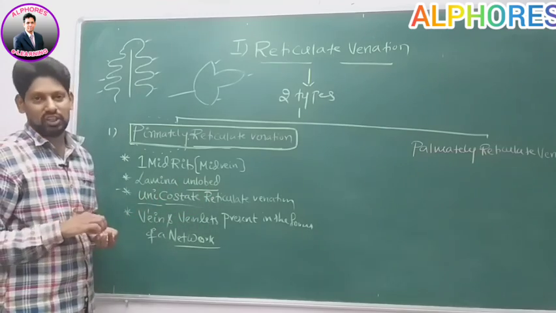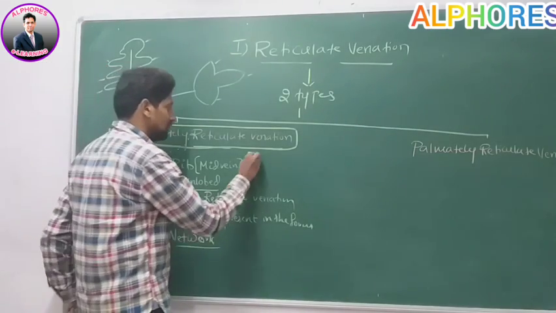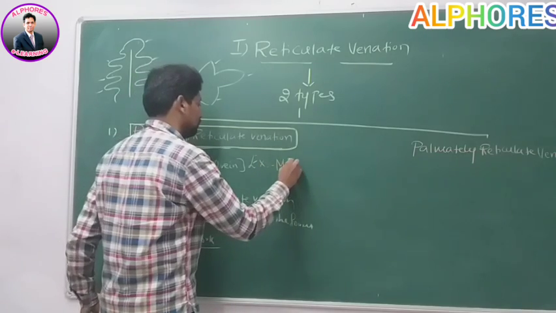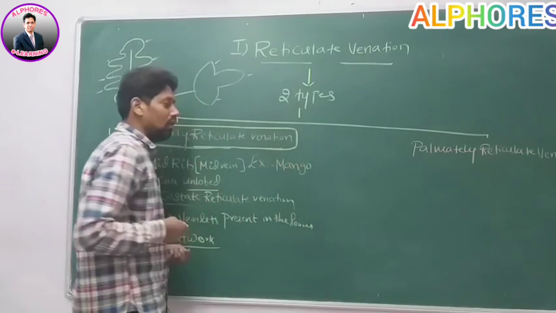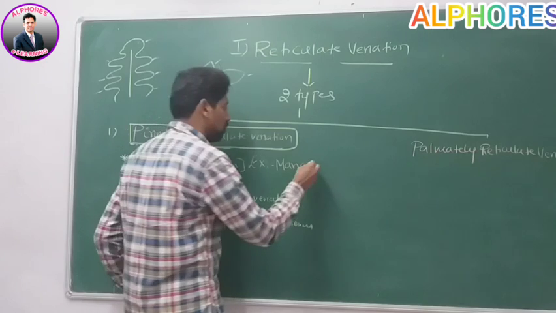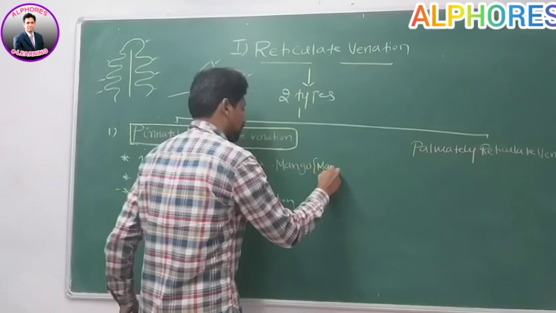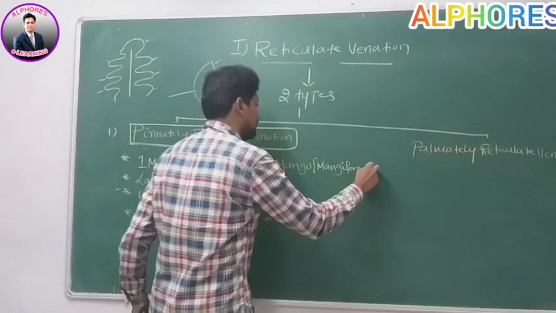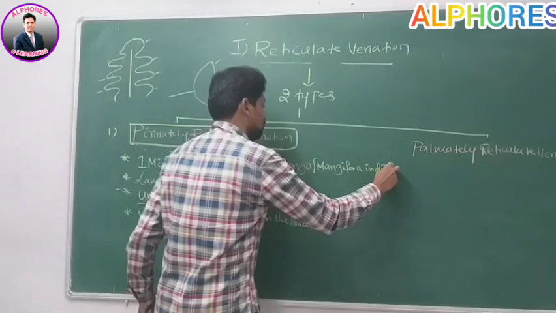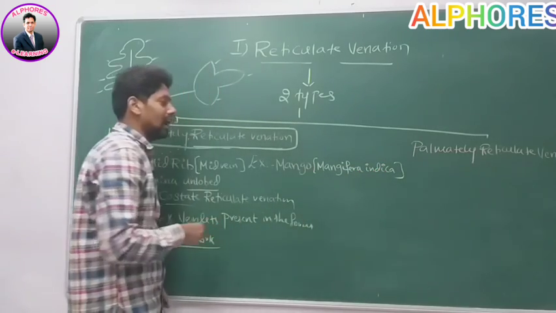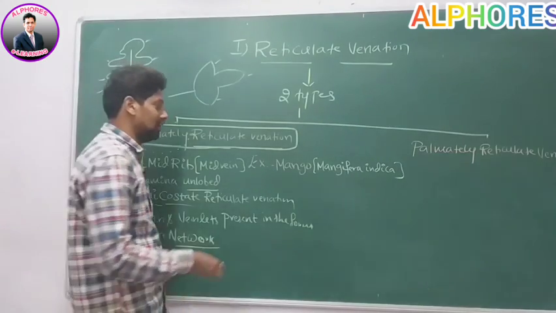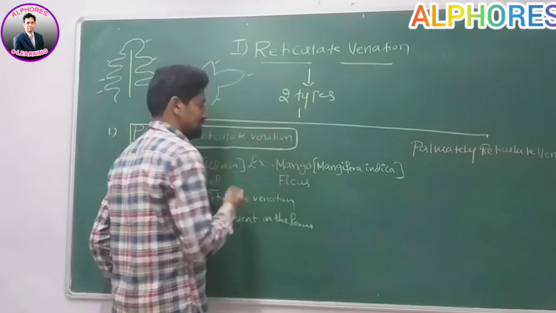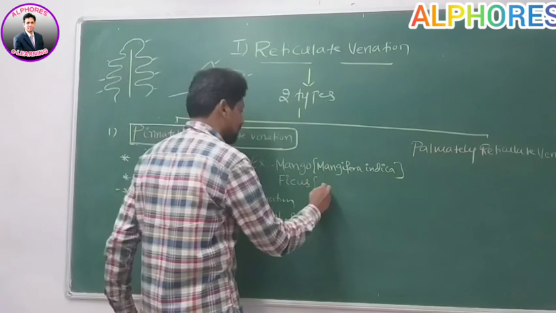What is another name for pinnately reticulate venation? Unicostate reticulate venation. Go for examples of pinnately reticulate venation. Take mango. What is the scientific name of the mango plant? Mangifera indica. Second example, you can take Ficus. Ficus means banyan, right?